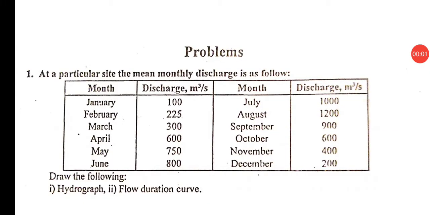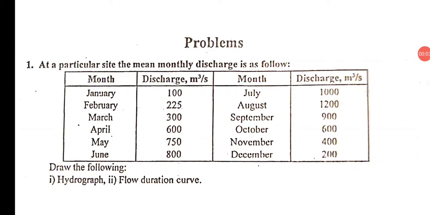Hello students. Now we shall look into some numericals based on Hydel power plant. Okay. The first numerical. At a particular site, the mean monthly discharge is as follows. So there are 12 months from January to December, and the discharges are given in meter cube per second.